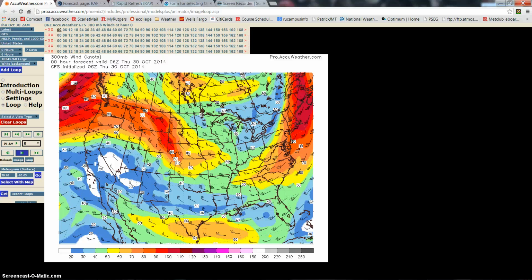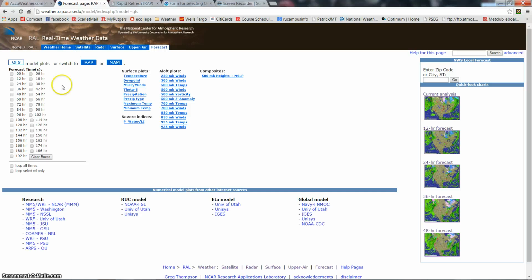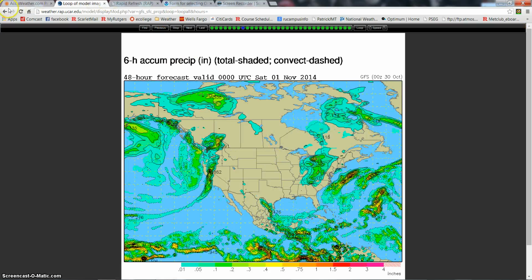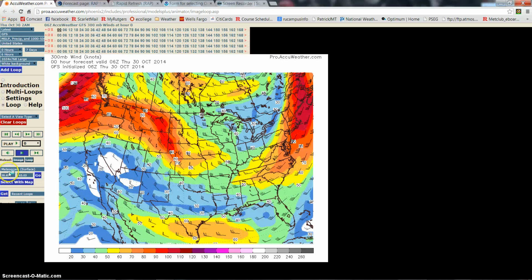You can find all of this information also at the National Center for Atmospheric Research, which is NCAR for short. They're run out of Boulder, Colorado, and they run this website where you can just go to weather.rap.ucar.edu, and you can click on GFS, click loop all times, and pick whatever you want to look at. So let's say I want to look at precipitation, and it'll load this map, and it'll run it out for you. And you can see this is what the model is forecasting. But I'm going to use AccuWeather for now because I can easier diagnose what's going on here. So that's what I like about this site.